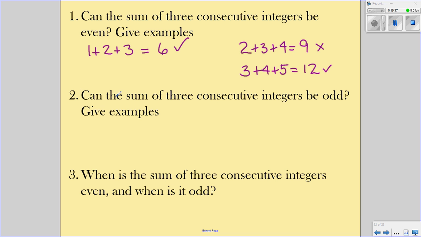So now it says, can a sum of 3 consecutive integers be odd? Give examples. Well, I did this up here, so I'm going to copy that, and it did give me an odd number.